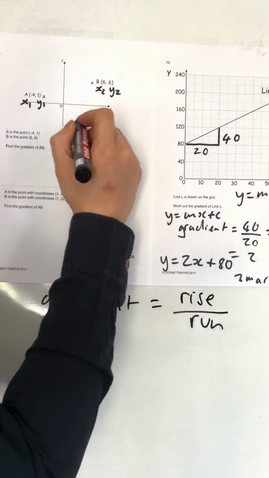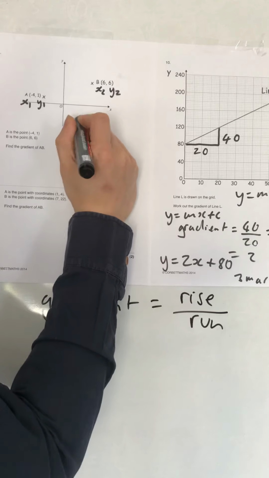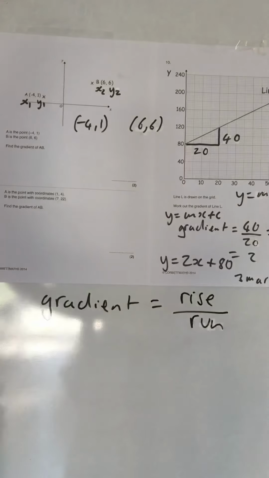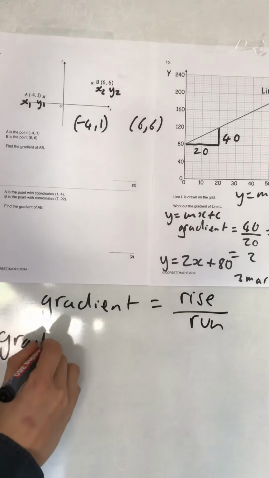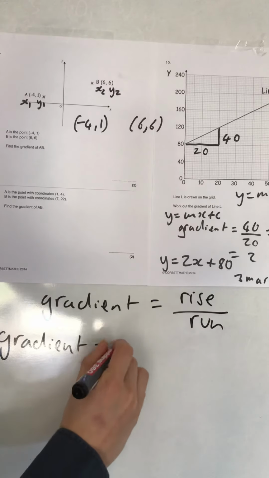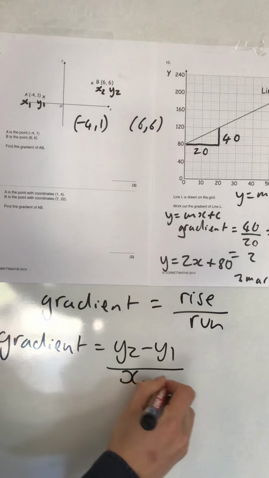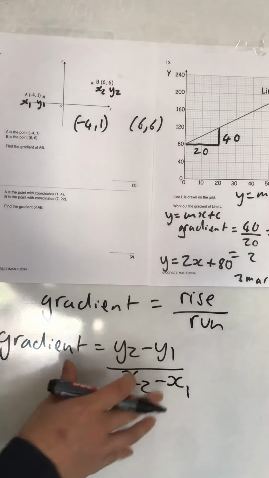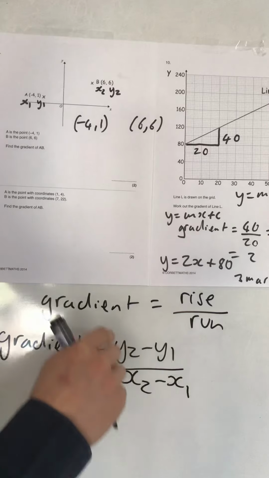So we've got the points -4, 1 and 6, 6 to find the gradient from. Now I'm going to write this gradient formula. Gradient equals y2 minus y1 divided by x2 minus x1. Now I'm going to explain why this makes sense, and if you use this formula it would also tell you if the gradient is negative as well, but just be careful with your negative numbers.